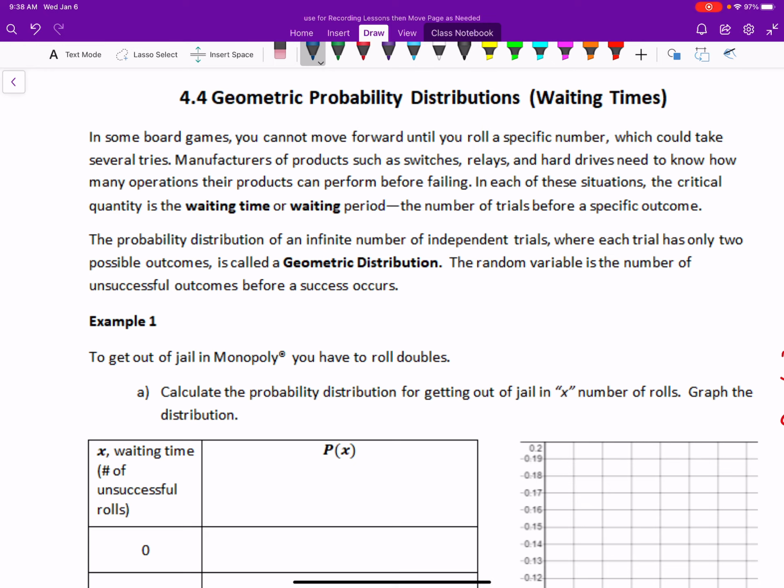So here's another one. In some board games, you cannot move forward until you roll a specific number, right? It's been a while since I played them, but I'm thinking of games like maybe Sorry. So you have to roll, in this case, doubles, for example, to move forward, which could take several tries.